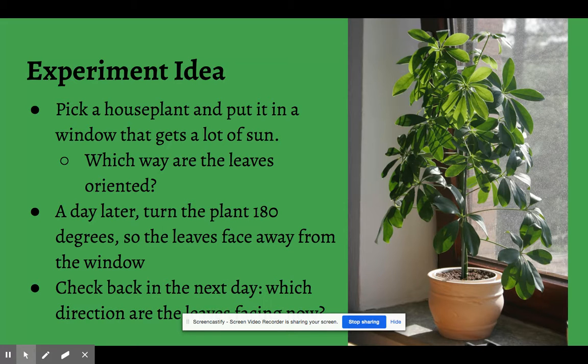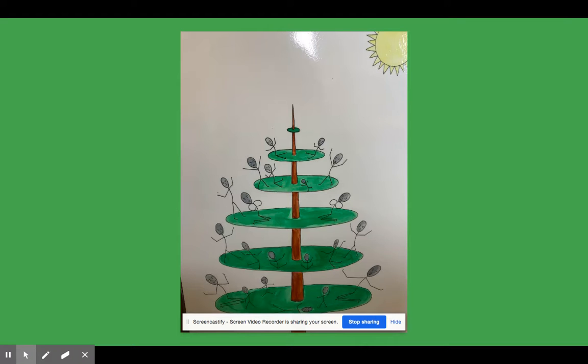There's also an experiment idea. Pick a house plant and put it in a window that gets a lot of sun. Look at the way that the leaves are oriented. A day later, turn the plant 180 degrees so the leaves now face away from the window. And check back in the next day. Which direction are the leaves facing now? You see, the leaves will turn themselves to the sun.